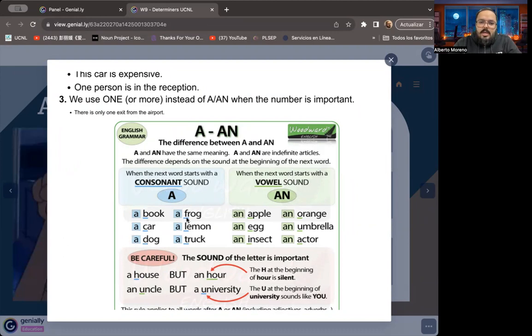Dog, a dog. Frog, a frog. Lemon, a lemon. Frog, a frog. Y utilizamos an cuando el siguiente sonido es el de una vocal. Por ejemplo, an apple, an egg, an insect, an orange, an umbrella, an actor.